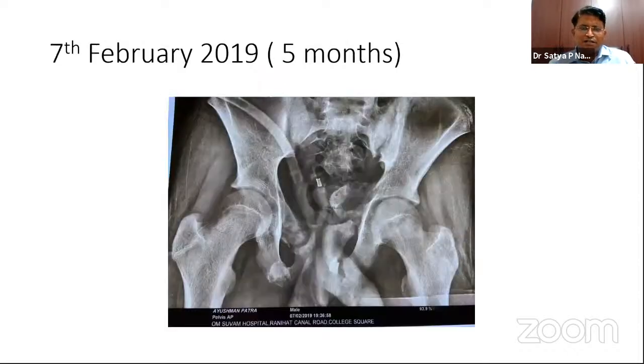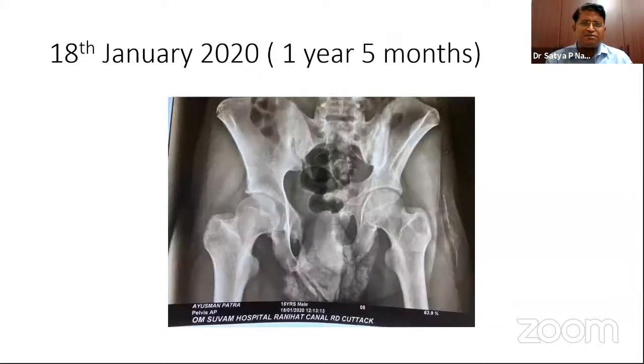And this was after 5 months. Again, the catheter was inside, and he had come for the urologist. I followed the X-ray, and this is at 5 months. And this is after 1 year, 5 months. The wall has started, there are signs of union.